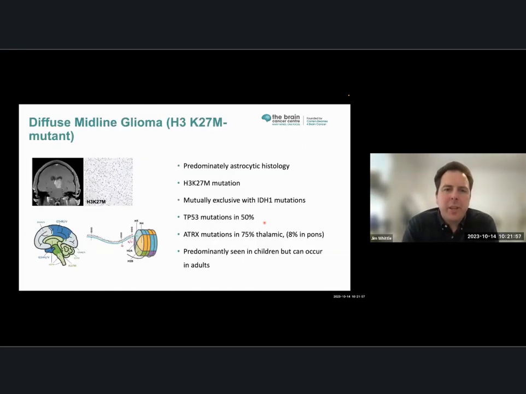Just the final one to mention, I think, was the increasing acknowledgement of the role of H3 mutations in the diagnosis of diffuse midline gliomas in adults, but also in other tumours in children, and not to miss these important features. So you can see here there's an immunohistochemistry stain for H3K27M of a very classical looking midline tumour here on the left. These are predominantly astrocytic, characterized by H3K27M mutations, and are mutually exclusive with IDH1 mutations. And whilst they're predominantly seen in children, they are increasingly seen in adults.